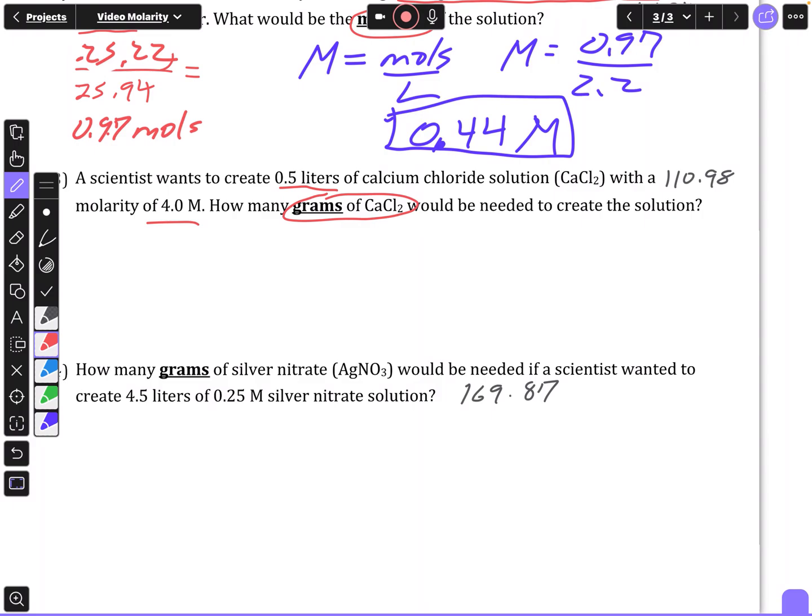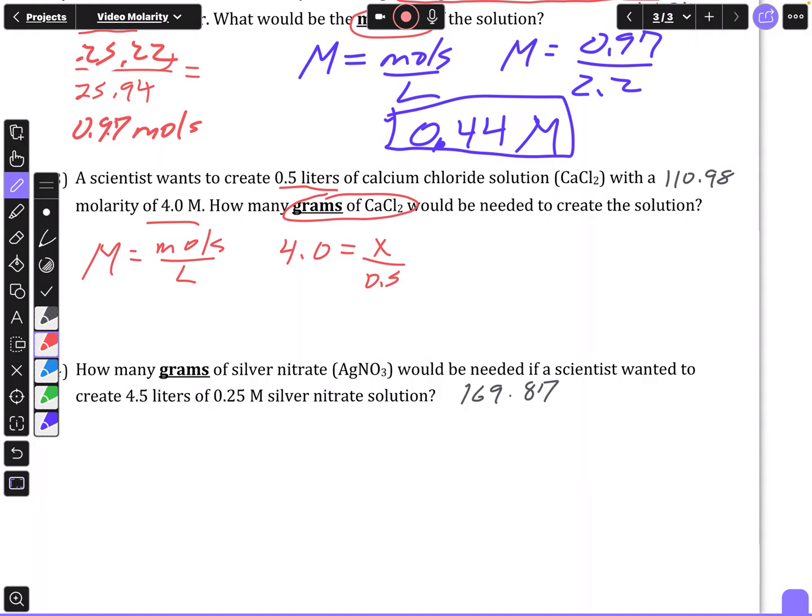Well, if I'm asked for grams, then my equation tells me that molarity is equal to moles divided by liters. First I need to solve for moles, and then from moles I can figure out the number of grams by multiplying by the molar mass. So first I'm going to plug in and solve for my moles. It tells me my molarity is 4.0, and that equals my moles, which I'm going to put as X, over the liters, which is 0.5.